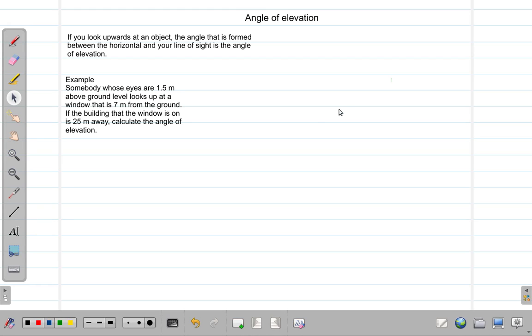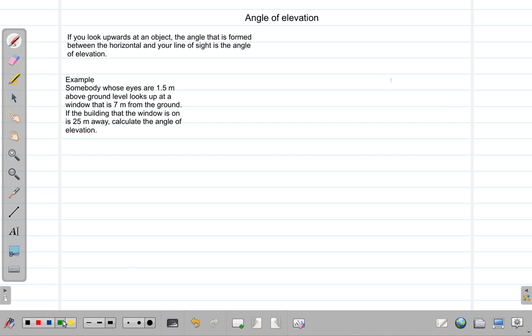Let us look at the angle of elevation. If you look upwards at an object, the angle that is formed between the horizontal and your line of sight is the angle of elevation.